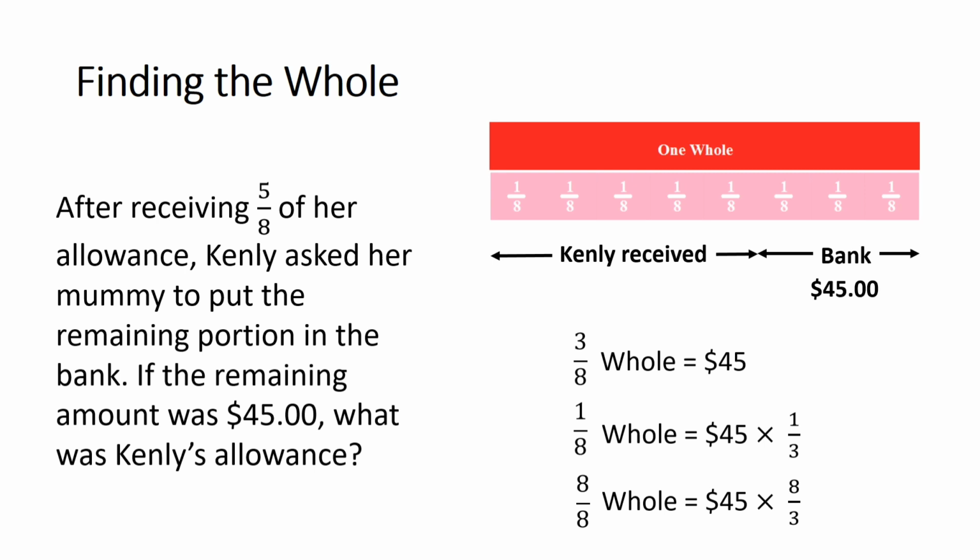After you would have done a couple of problems, the students would have seen easily that you had to invert and multiply, so that the whole is the reciprocal of 3/8. In other words, we inverted 3/8 and multiplied by 45. This will give me 120. So Kenny's allowance would be $120.